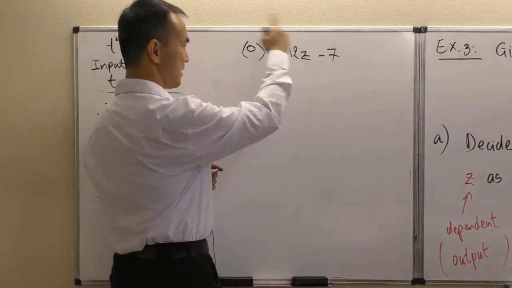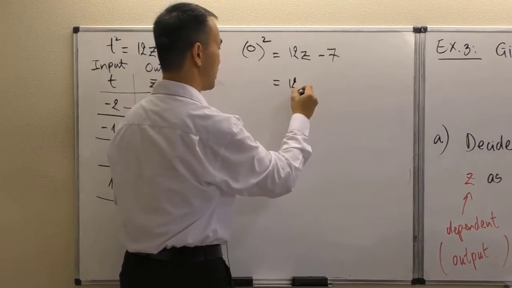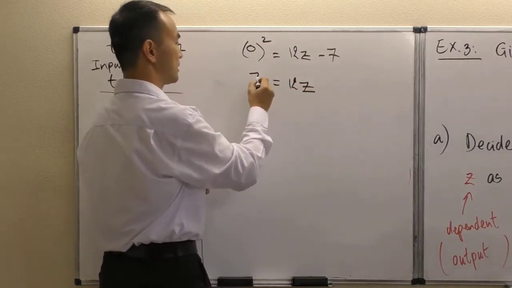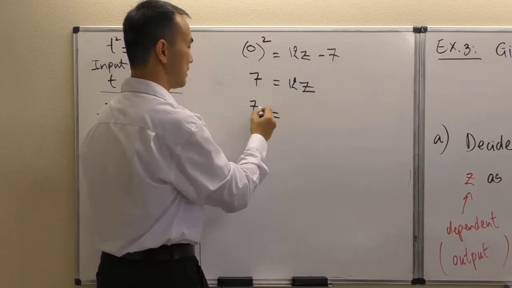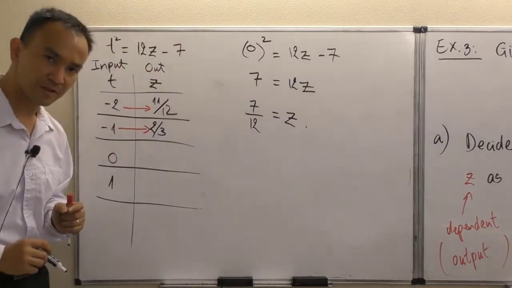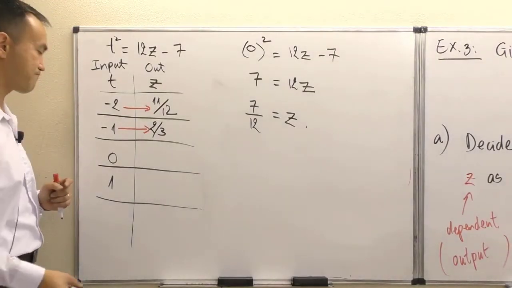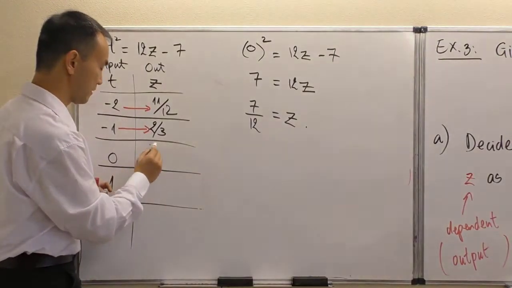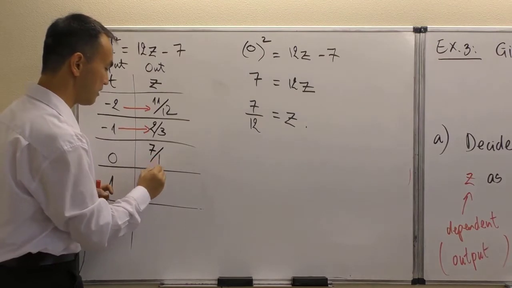So I'm going to add 7 to the other side, and that's leaving me 12z equals 7. And that now gives me 7 over 12 equals z. Okay, 7 over 12 equals z. So the output now is 7/12.